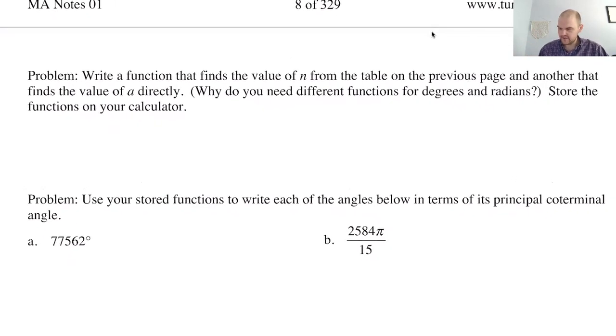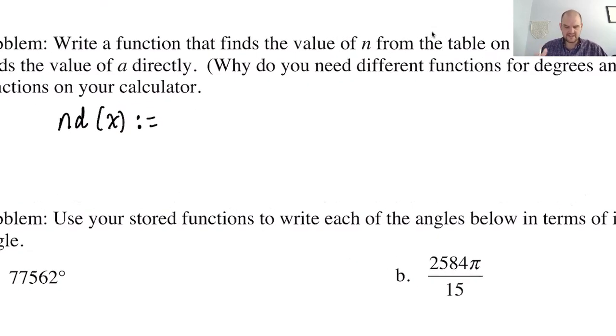So we already figured this out. Let's do one for degrees and one for radians. I'm going to call the one for degrees nd of x, and because of the calculator, we have to do colon equals. On paper, you don't write that. When you're just writing it on paper, you would just say nd of x equals. But for the calculator, we'll say floor of x over 360. So we don't need a degree symbol. This will find us n in degrees.